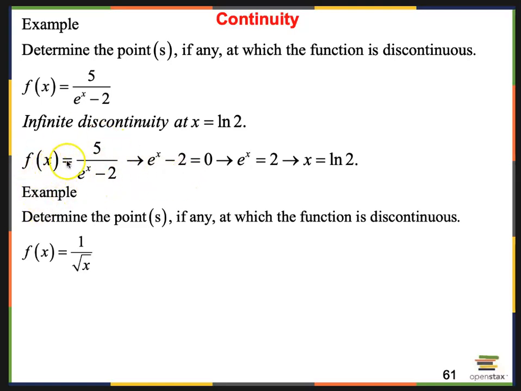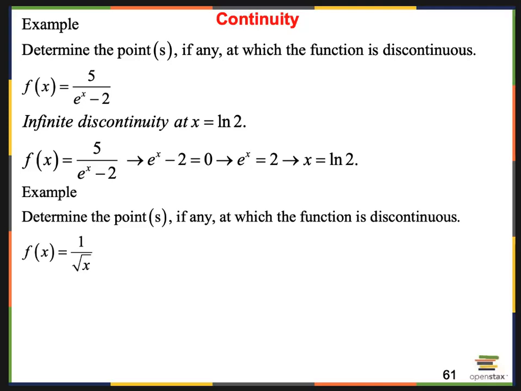Okay, here's our function, f of x equals 5 over e to the x minus 2. Well, if we set this equal to 0, because that's what we're looking for, we need to know where in the denominator would that equal 0. Well, that would be e to the x power equals 2, and we take the ln of both sides, which gives us x equals ln 2. So that would be a discontinuity where x equals ln 2.